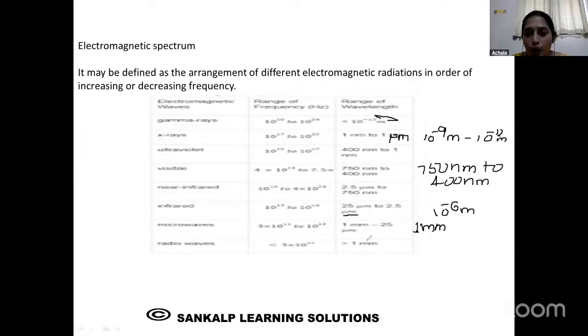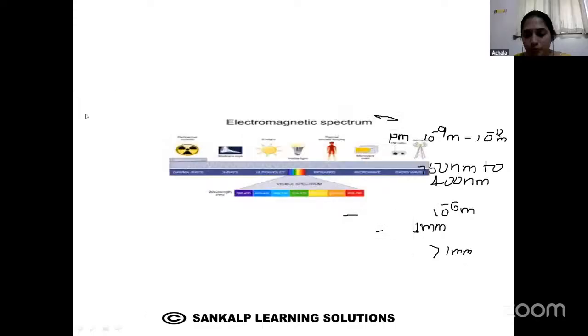Then comes our electromagnetic radiations. See here, there are 7 types of electromagnetic radiations. What are they? Already we have discussed: radio waves, microwaves, infrared, visible rays, ultraviolet, X-rays and gamma rays. The radio waves that we use in radio frequencies, TV connection, radio connection, they are nothing but radio waves.